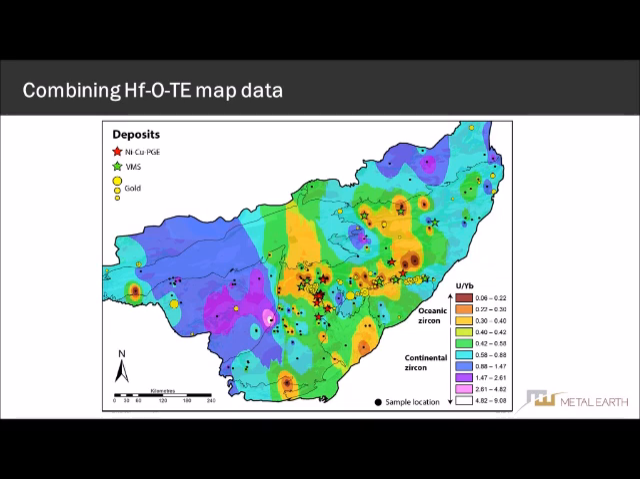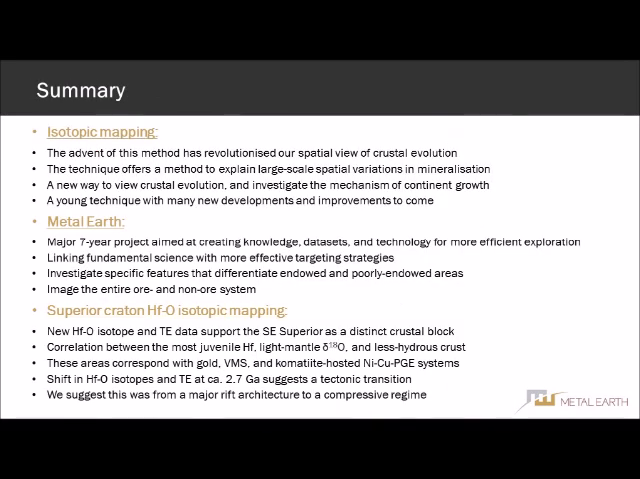Okay, so last slide, summary. Just a quick summary on isotopic mapping. I hope I managed to persuade you that isotopic mapping has value. The advent of the method revolutionized, I think, the way we view crustal evolution spatially. And the technique offers a method to explain large-scale spatial variations in mineralization that we didn't have before. It's a new way to view crustal evolution and investigate the mechanism of continent growth.